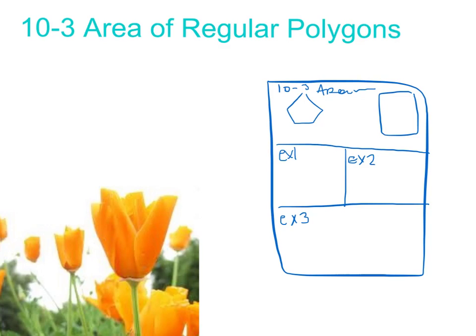Today's notes are brought to you by Flowers, and our topic is 10-3, the area of regular polygons. We're going to start off with some vocab, and then we're going to do 3 examples.